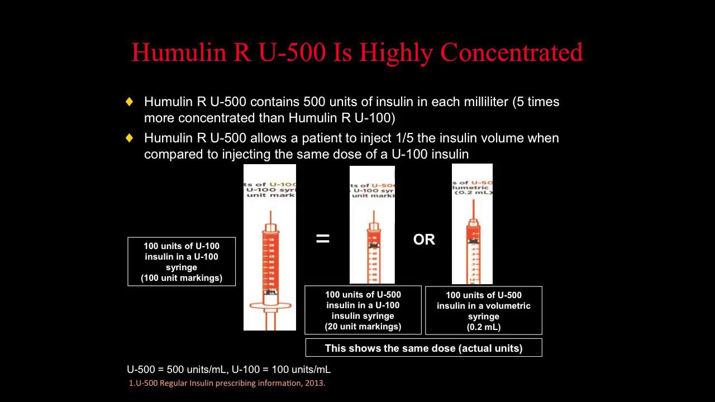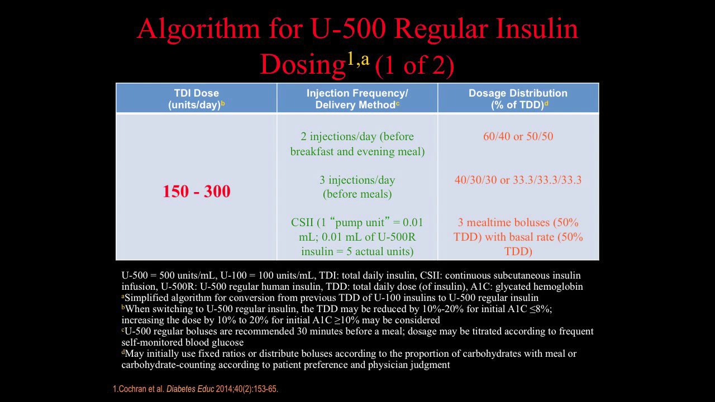This is a U100 syringe, but this is a U500, where only 20 units of that insulin equals 100 units, or 1 cc, of this. Or if you use tuberculin syringes, 0.2 cc is going to be equal to 2 units. What is the advantage of this?